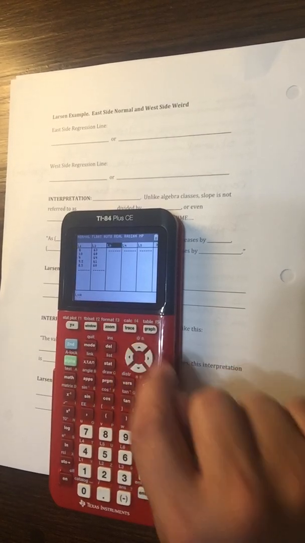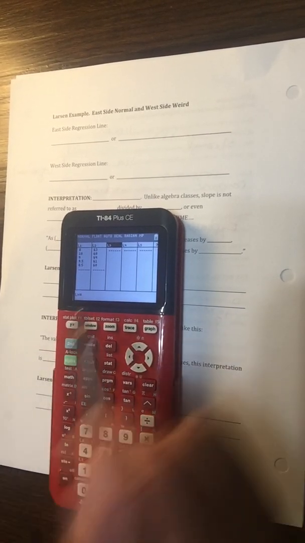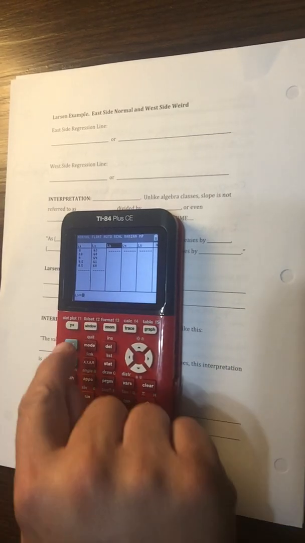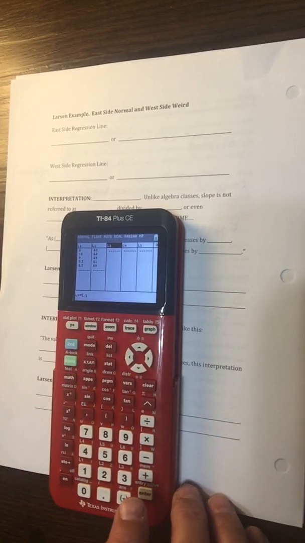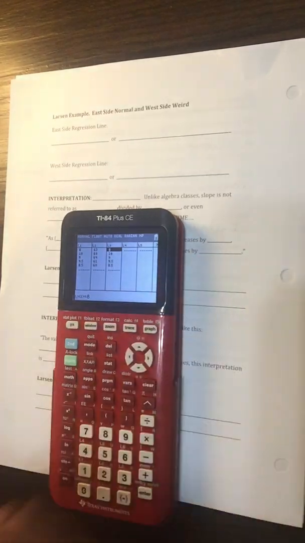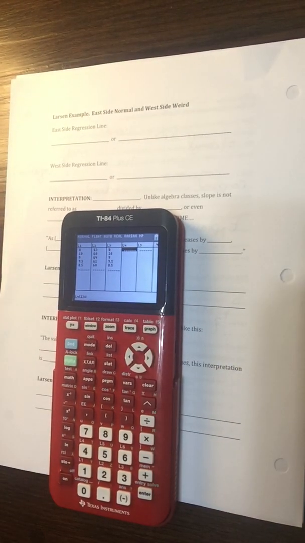I'm going to go up one. I'm going to hit enter. And then I get a cursor at the bottom. I'm just going to type in second and 1 for L1, and I'm going to get the exact same numbers that I had over there. It's not my first day with the calculator, people.